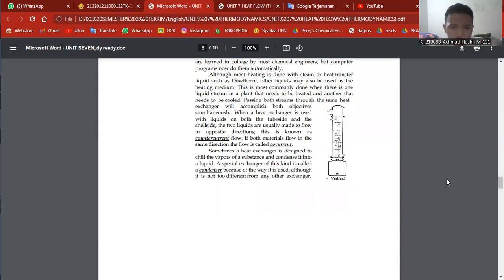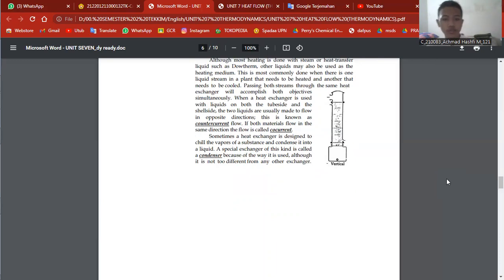When a heat exchanger is used with liquid on both the tube side and the shell side, the liquids are usually made to flow in opposite directions. This is known as counter-current flow. If the materials flow in the same direction, the flow is called co-current.